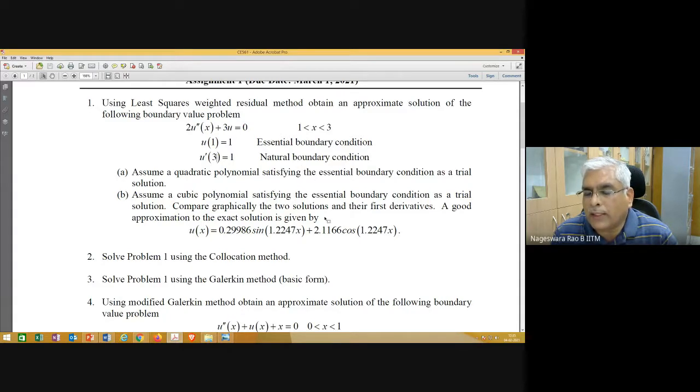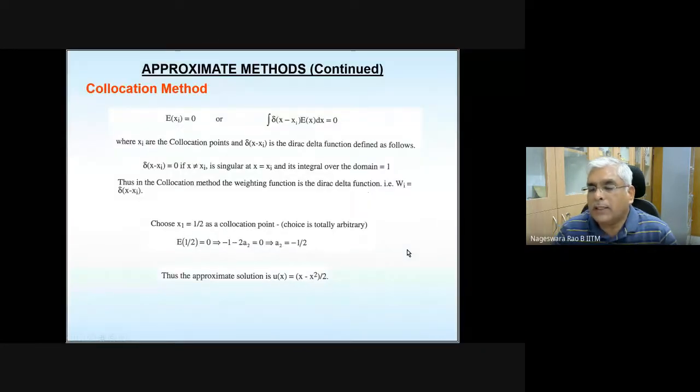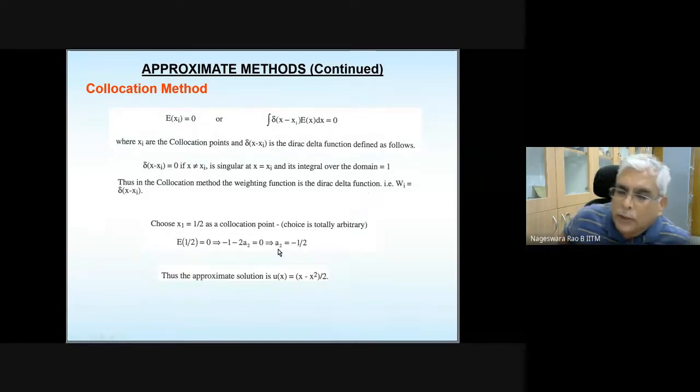Just keep that in mind and think about it. And if you have any further questions, we'll discuss more. Anyway, let's focus on this problem that we are looking at. Any questions here? So here the collocation point is taken as half, and then A2 is determined, and A2 is substituted into the admissible solution, and the approximate solution is obtained.